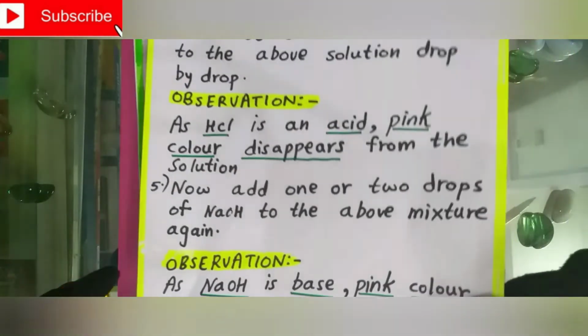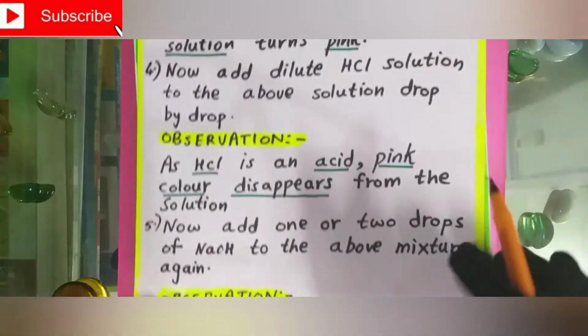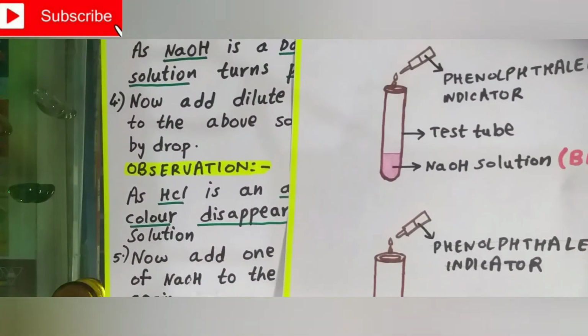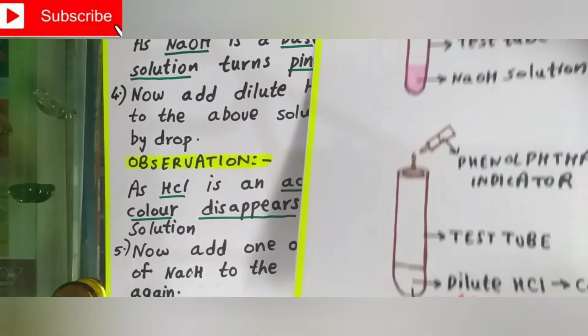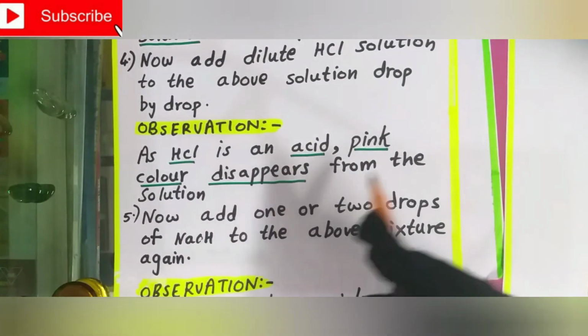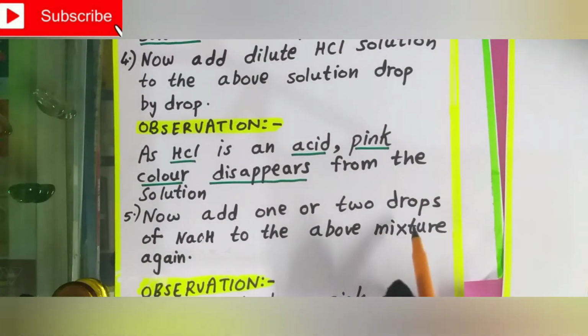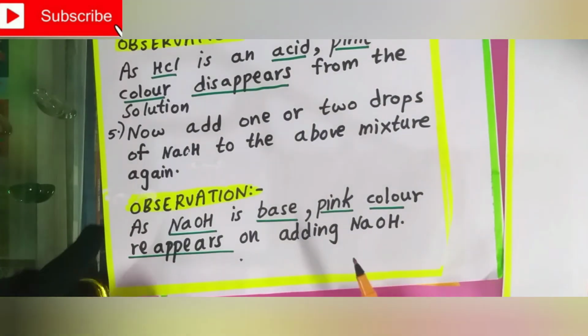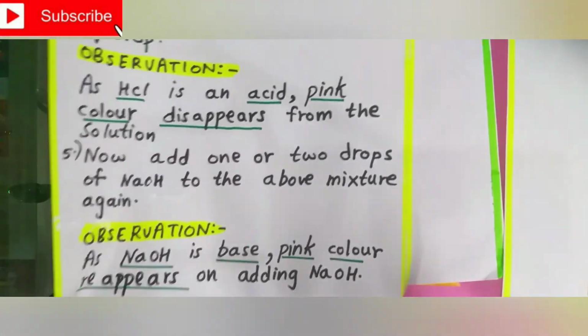So I'll tell the observations again. As NaOH is a base, the solution turns pink, right? Now again, what did we do? We added dilute HCl. So when we add dilute HCl, the pink color disappears from the solution. Now we are adding 2 or 3 drops of NaOH to the above mixture. So we can observe that NaOH is a base, and the pink color reappears when adding NaOH.